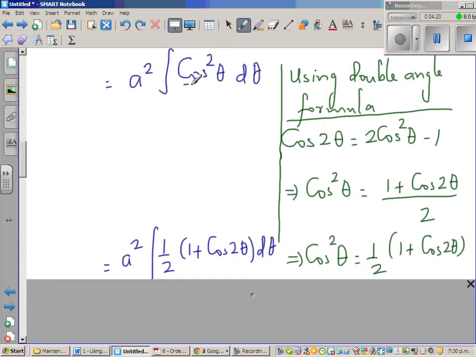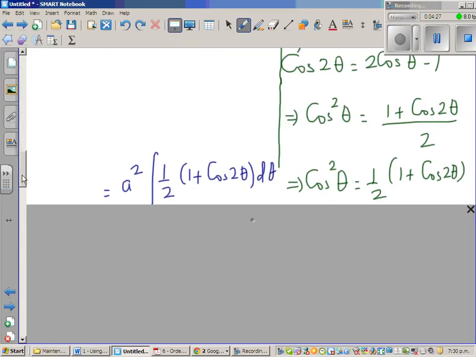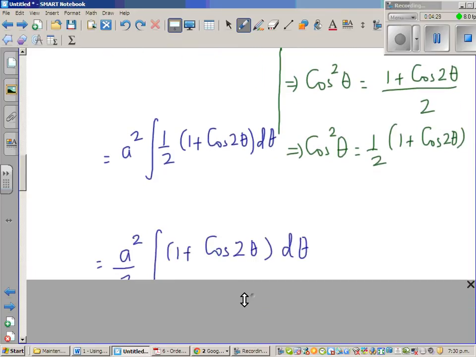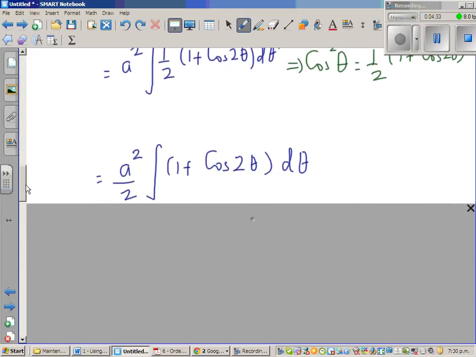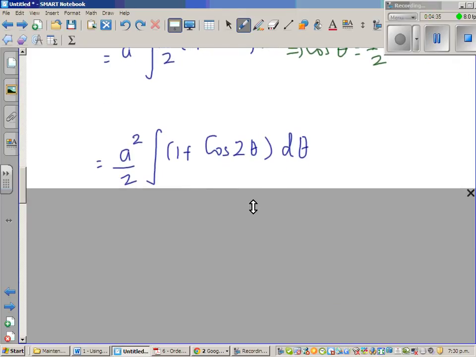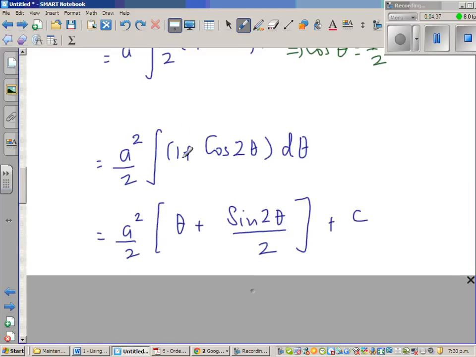So in place of cos squared, I have put a half times 1 plus cos 2 theta d theta. Now you can factor out the half, so that's a squared over 2. This is called a power reduction formula. Now integrating, the integration of 1 with respect to theta is theta, plus the integration of cos 2 theta is sine 2 theta over 2, plus c, which is the constant of integration.